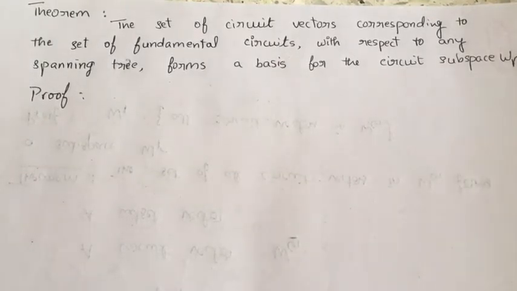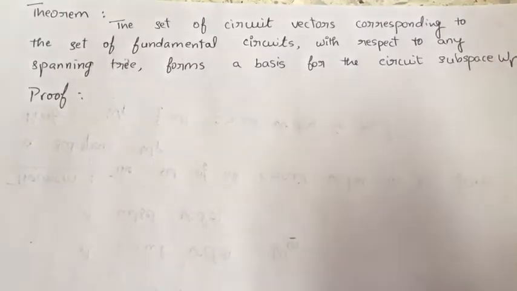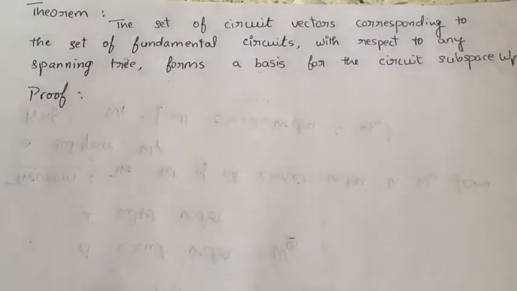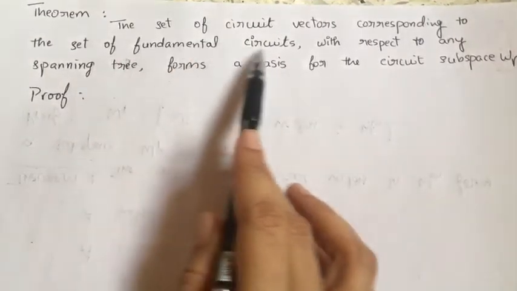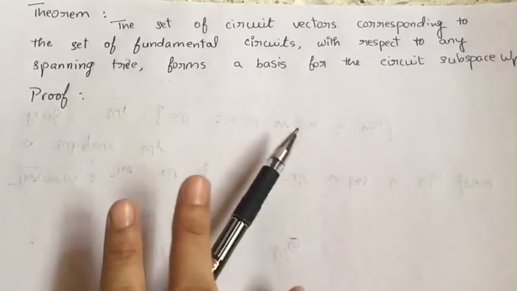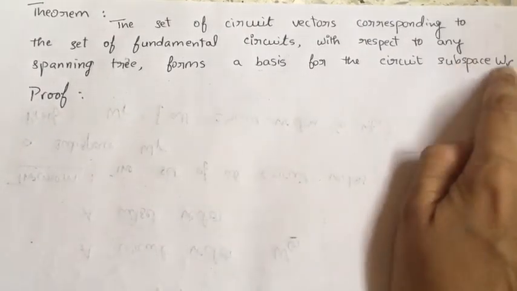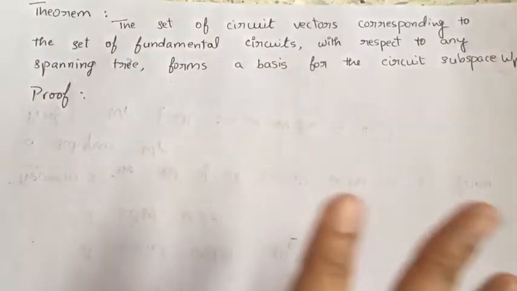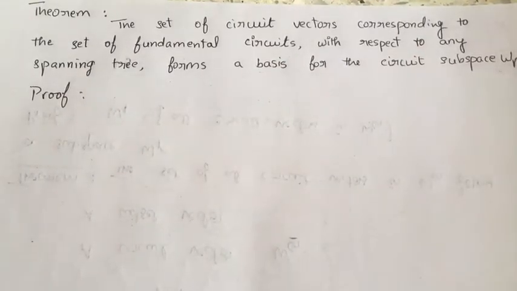I have to take a set of fundamental circuits with respect to any particular spanning tree. I have to show that they form a basis for the circuit subspace. To show a basis, first I have to show these fundamental circuit vectors are linearly independent, and next I have to show that they span the subspace W gamma. So the first part is proving the fundamental circuit vectors are linearly independent.